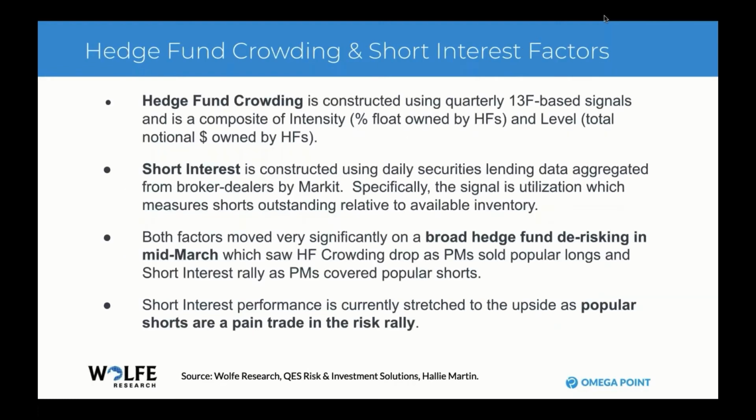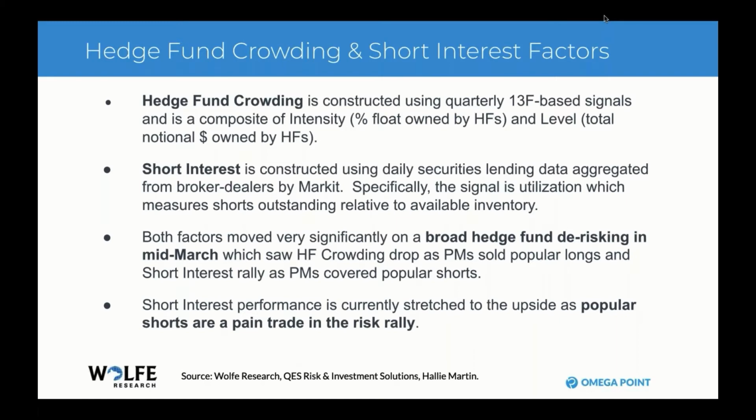I want to focus a little bit on our hedge fund crowding and short interest factors, as these are particularly popular within the context of our risk models. First, I'm going to talk about construction and then recent behavior of these two factors. So our hedge fund crowding factor is constructed using quarterly 13F based signals. We create a variety of signals using 13F data, and we look across all of the hedge funds that do submit these filings. We basically aggregate these filings to come to understand what percentage of float is owned by hedge funds, a metric we call intensity, and what the total notional in any particular security is owned by hedge funds. We call this metric level.